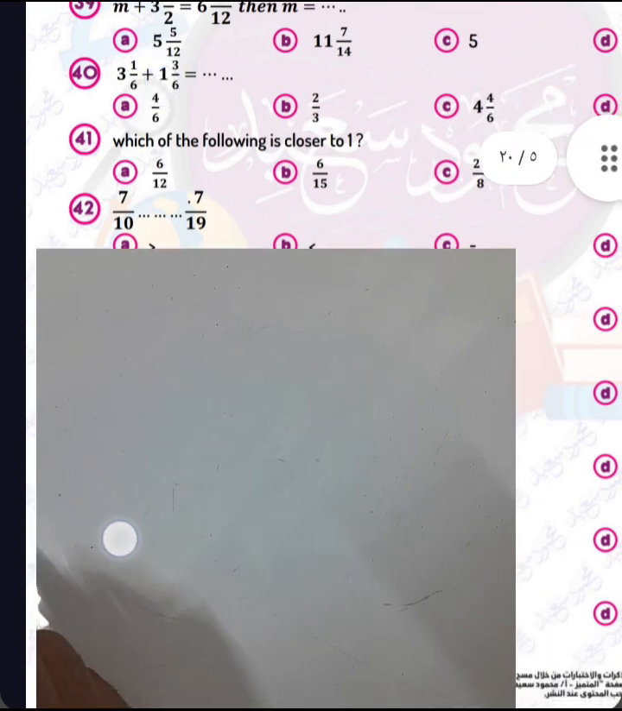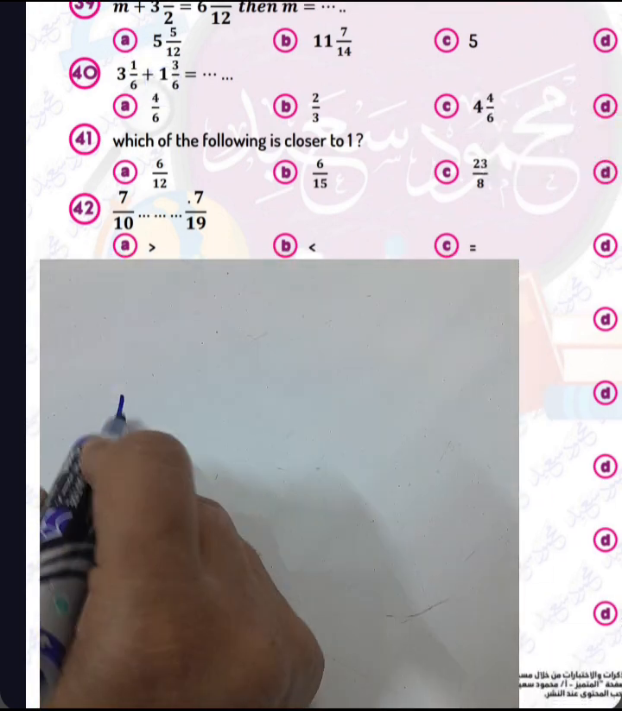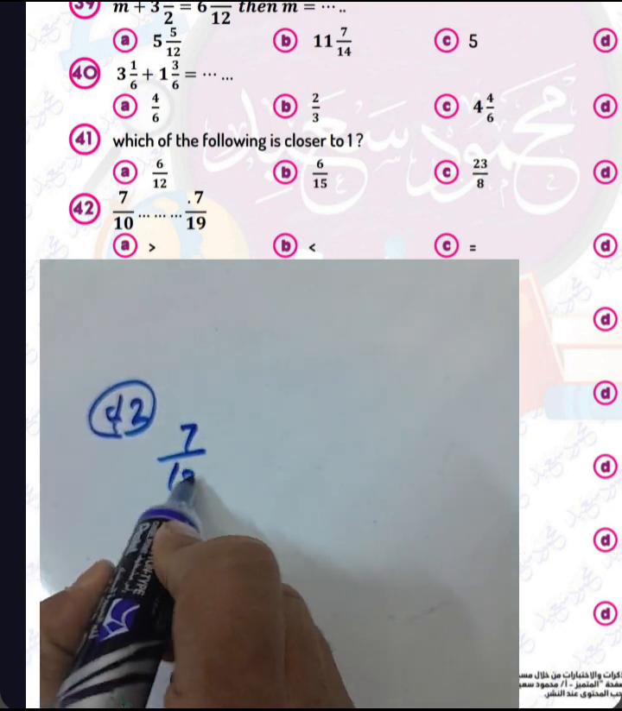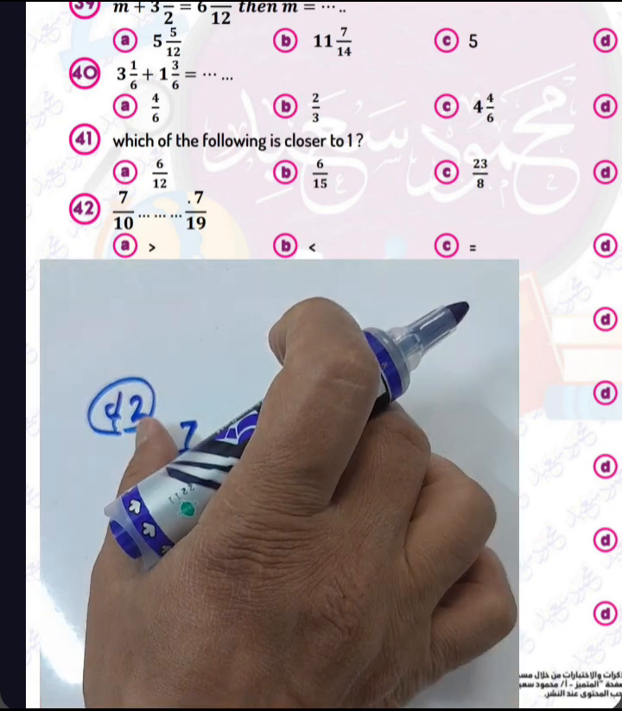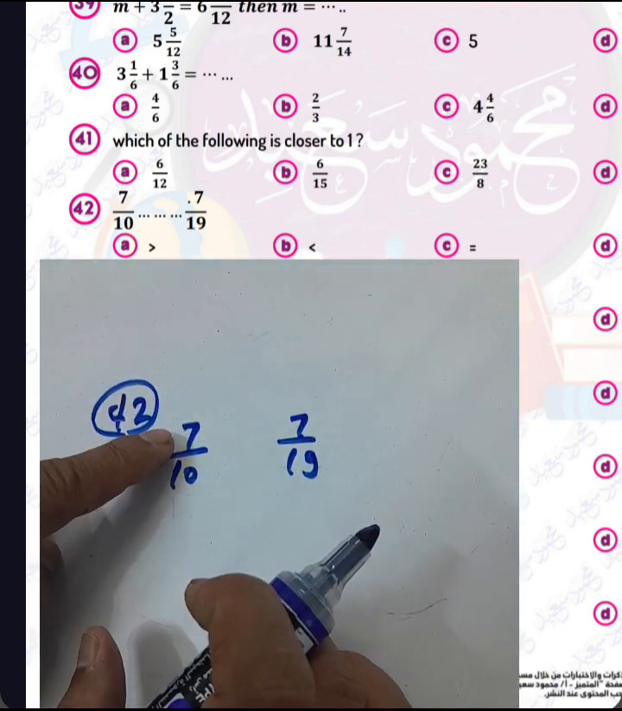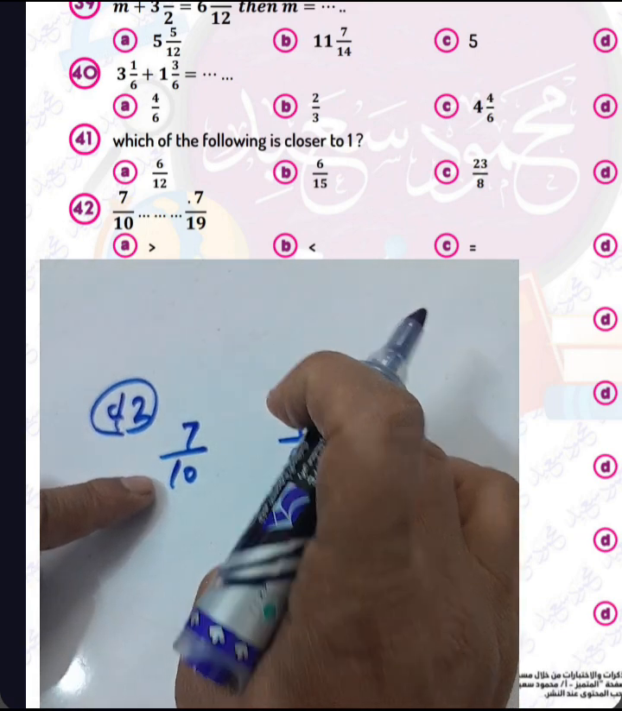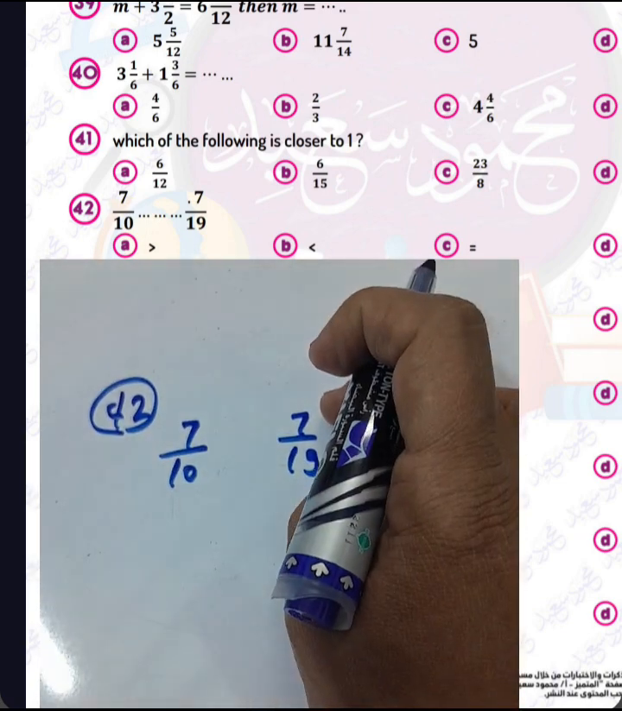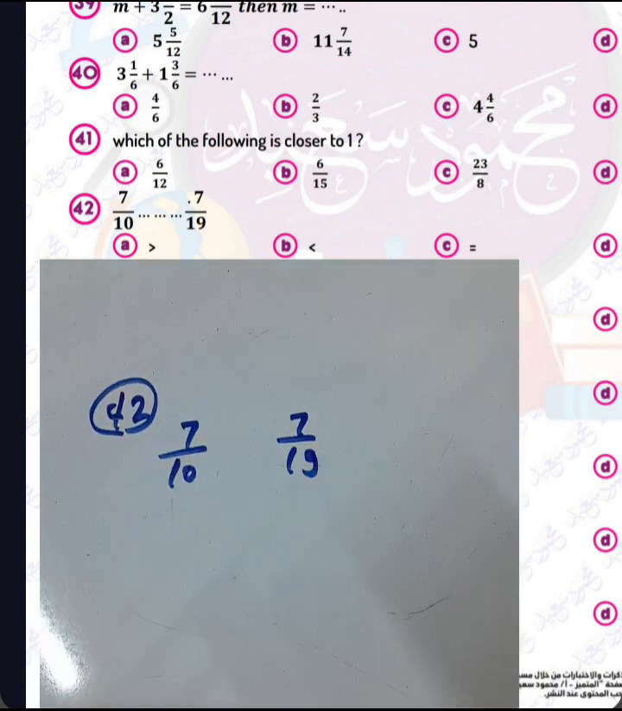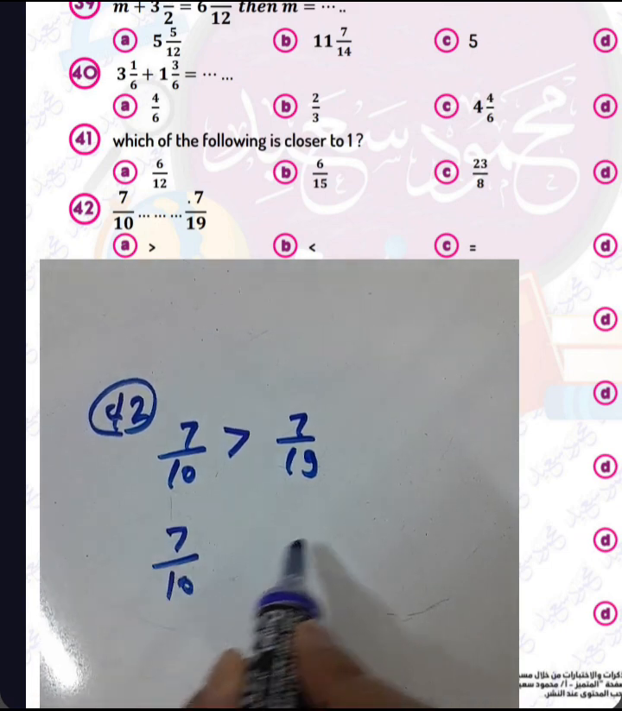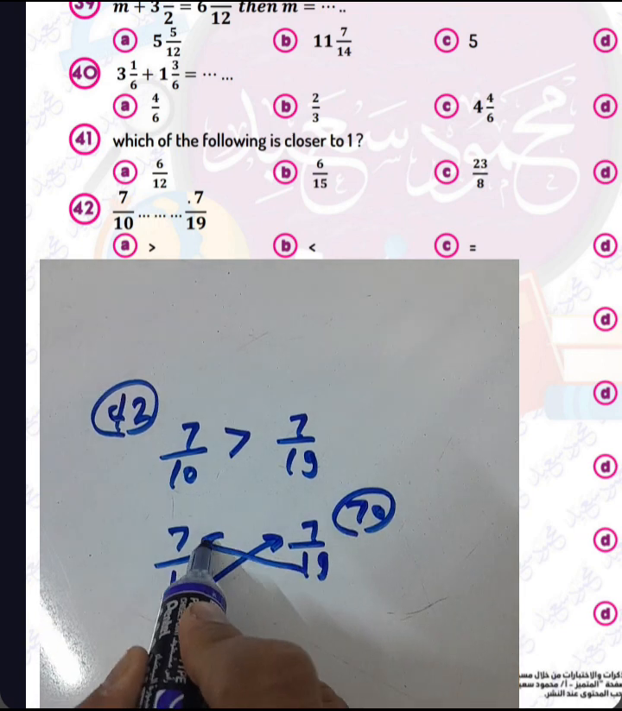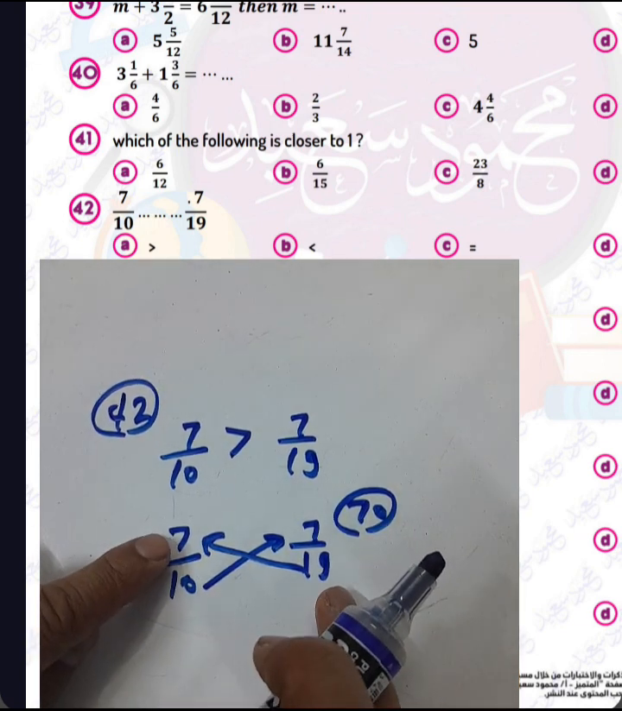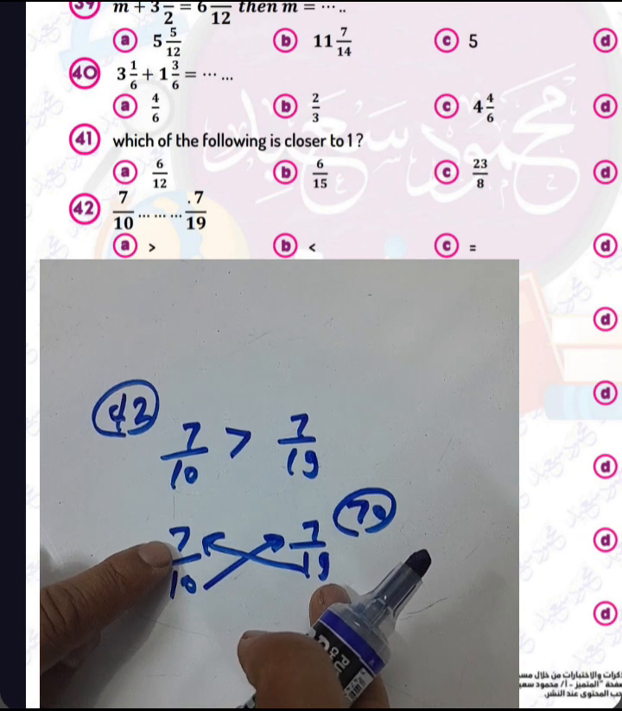Question 42. 7 over 10 or 7 over 19. We have like numerators, then 7 over 10 and 7 over 19, we have a long distance between them. Then 7 over 10 will be greater than. Or you can use this property, the product of extremes: 7 times 10 will be 70. And 19 times 7, 9 times 7 will be 63.